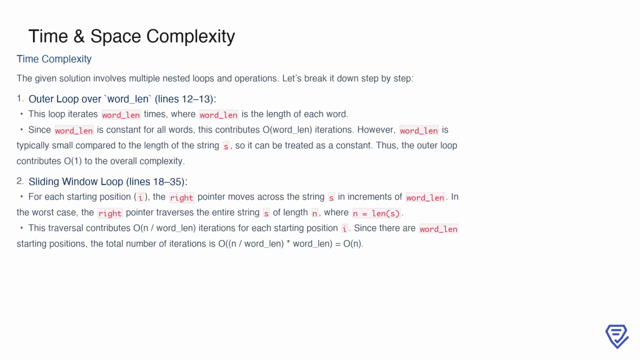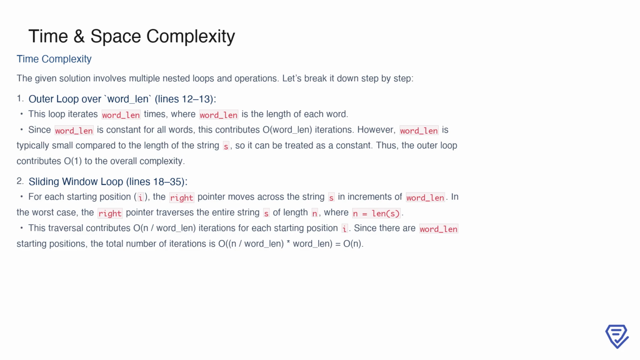Here, we analyze the time complexity of the solution by breaking it into its components. First, the outer loop iterates over word_len, which is the length of each word. This loop runs word_len times, but since word_len is constant for all words and typically small compared to the size of the string S, its contribution is considered 1.